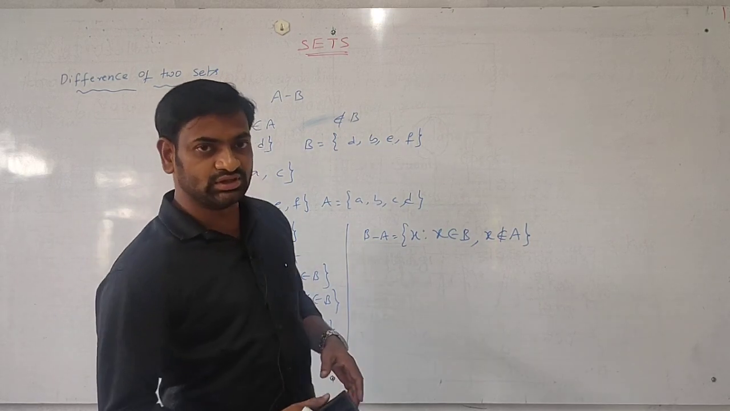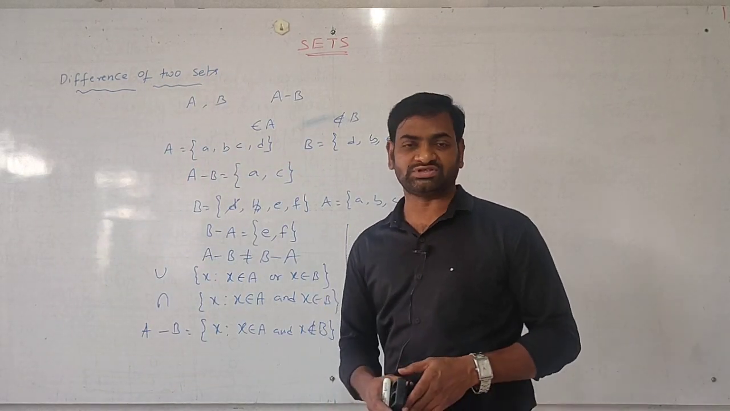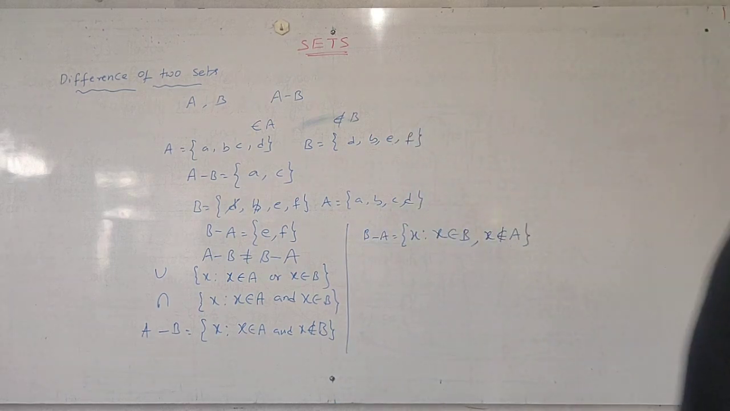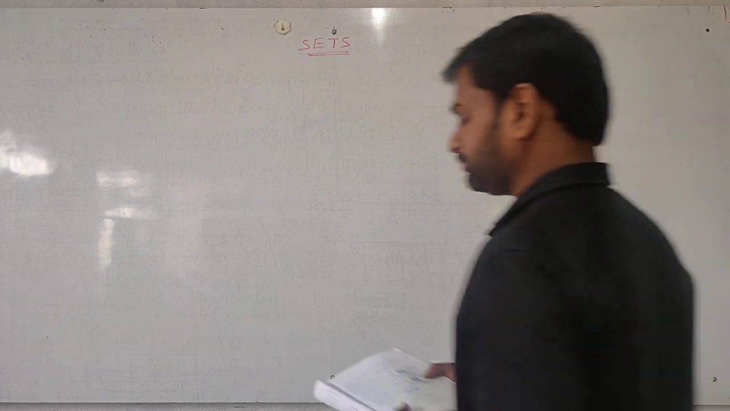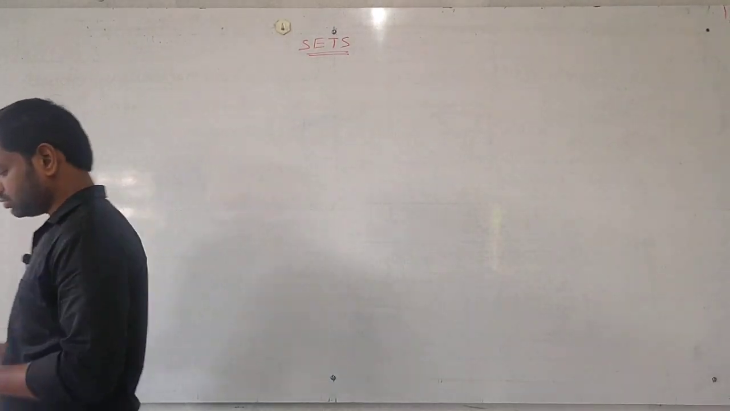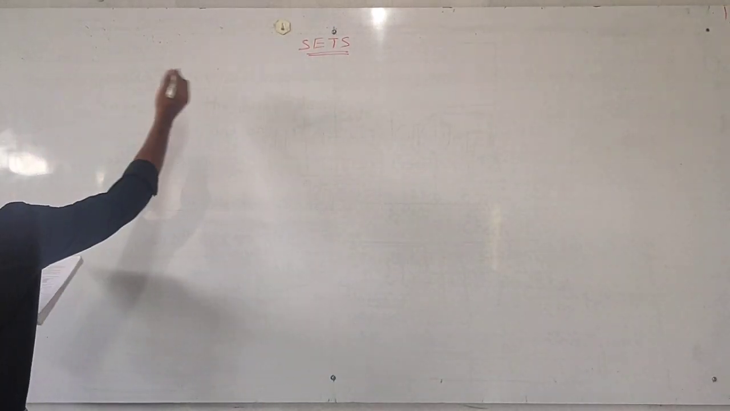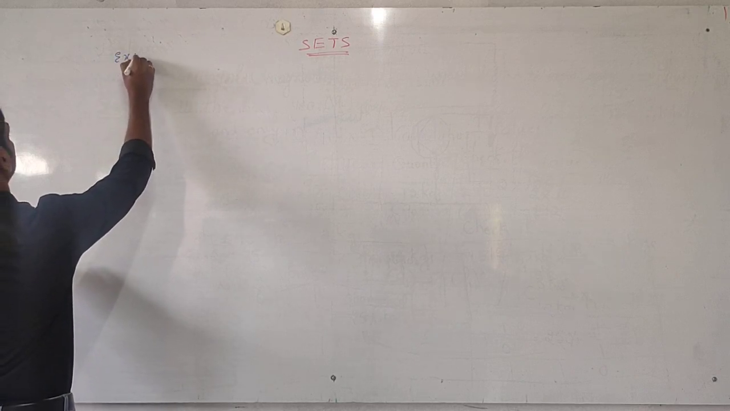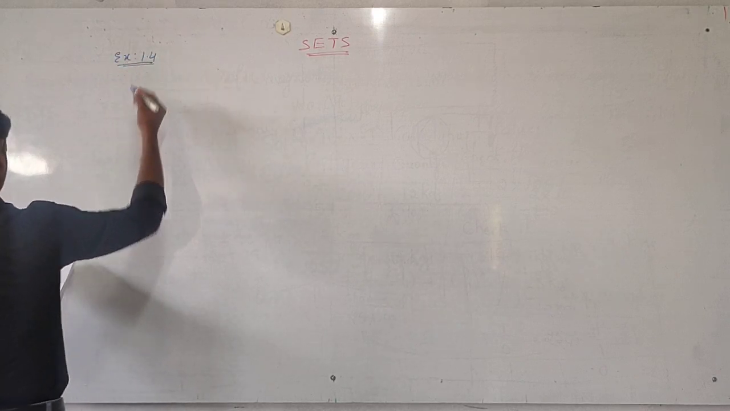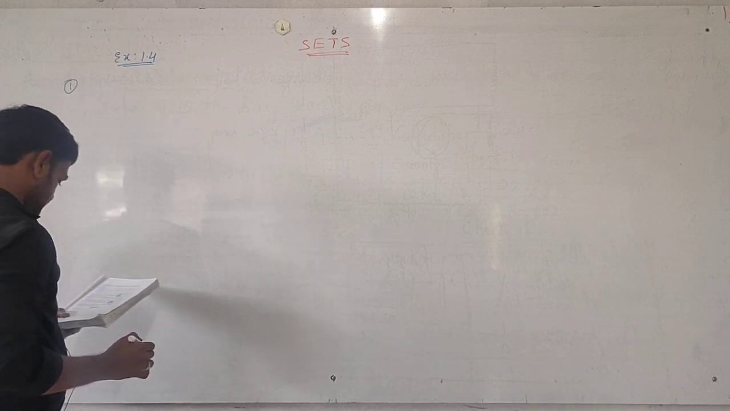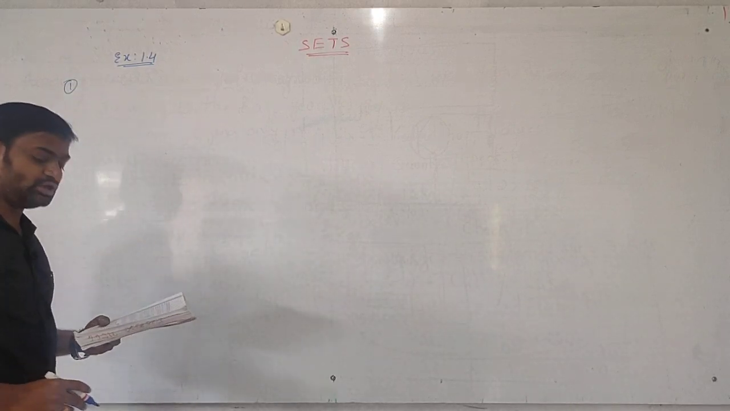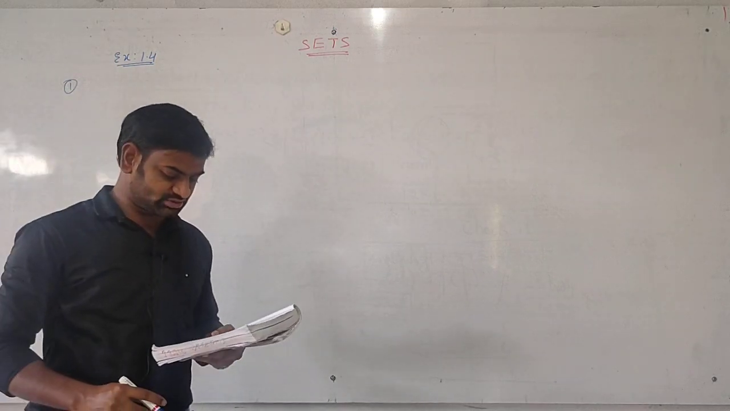Next, we will discuss problems. Come to Exercise 1.4. See this one. First one is: find the union of each of the following pairs.